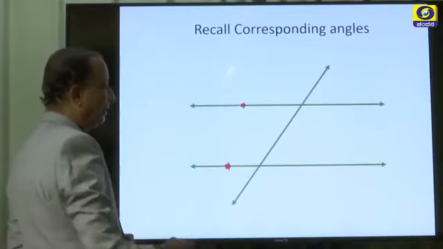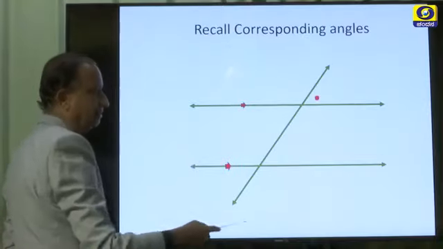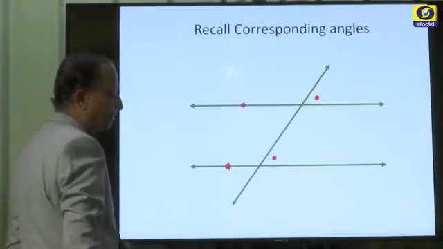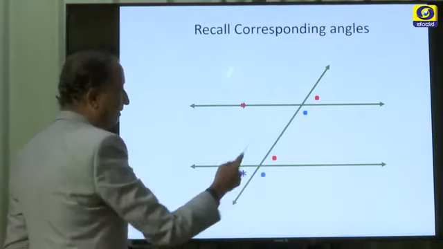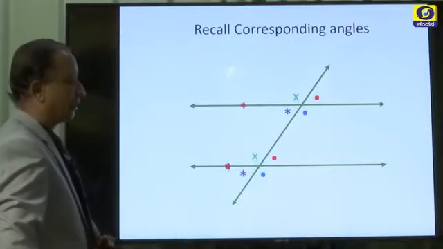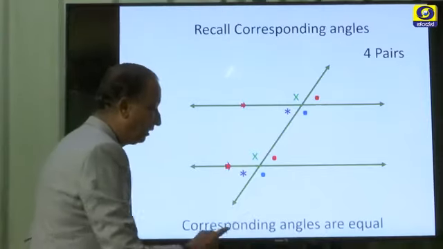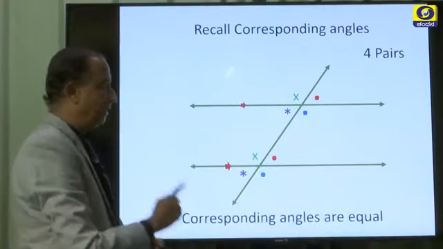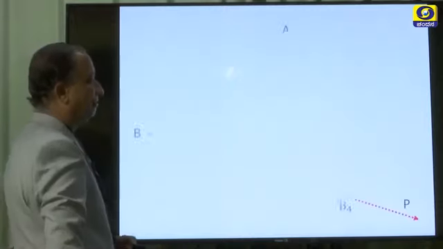What are corresponding angles? Here are two parallel straight lines. This is one transversal. This angle and this are corresponding angles. There are four pairs, this and this and this, and finally these two are called corresponding angles. You know that corresponding angles are equal. So this is one of the important prerequisites for the justification.